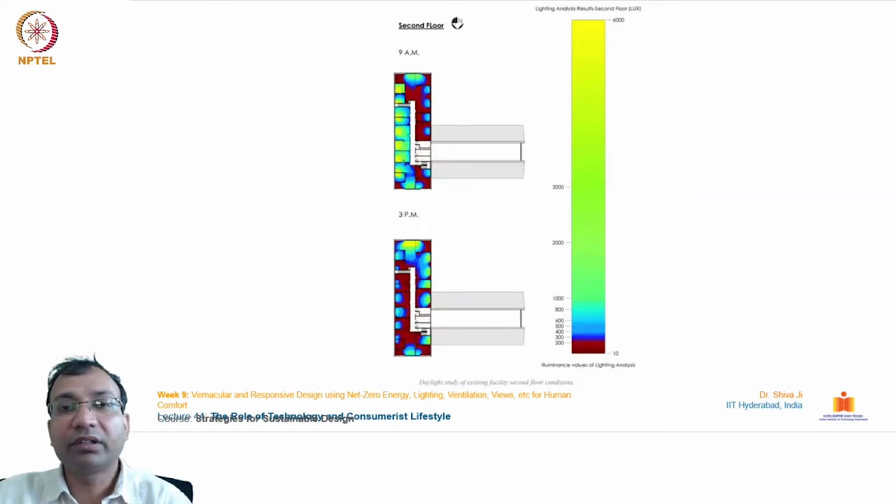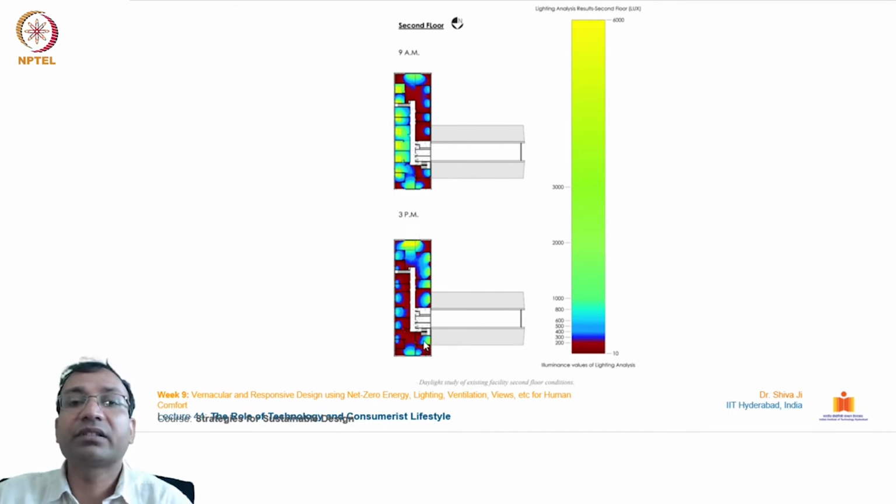This slide talks about the calculation of the incident light in any given space. You see the simulation through this software at two times of the day. This is from the second floor. It's an example I have taken. So you see at 9 a.m. and 3 p.m. how the lux level is changing. This is the chart given over here, the illuminance value of lighting analysis, ranging from 10 to 6000 lux. So you see with this color coding how these windows are enabling this particular set of rooms in the morning hours to get sufficient light, and in the evening hours this side.